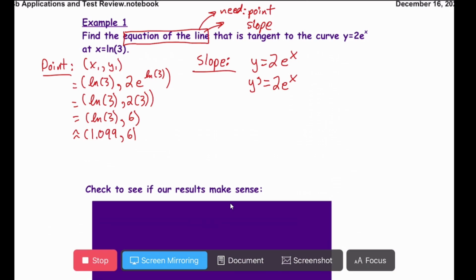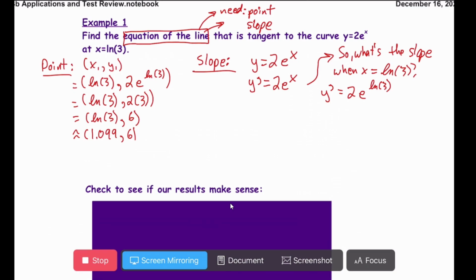So if we're trying to find the tangent line at this specific point, let's plug it in. What's the slope when x is equal to ln 3? Well, let's plug it in. My y prime, my slope, is 2e to the ln 3. Hey, we've already done this calculation. Y prime is just going to be equal to 6, and we get that from over here. Exact same thing.